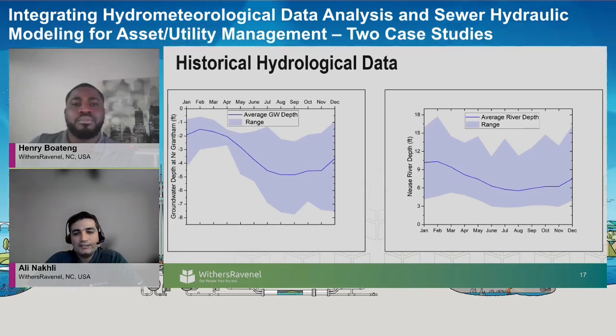What you see here in this slide is the monthly average of the last 12 years of data for the groundwater and also the Neuse River depths. The trend is expected: we have higher levels in the winter and lows in the summer. But what is important here is the range. The range can vary significantly, and as a consequence, the flow in the wastewater system can vary significantly during the year.